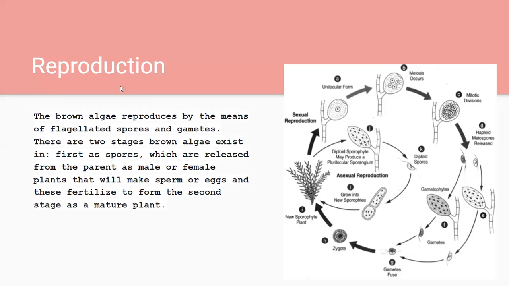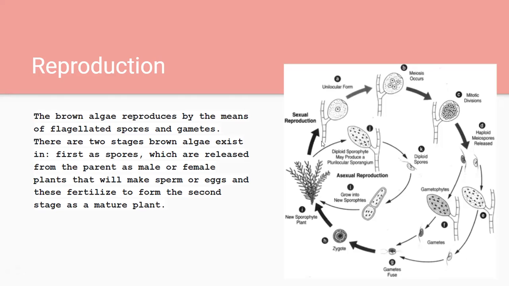Now, next is the reproduction of brown algae. As you can see, this is a pretty descriptive photo that I put right here. The brown algae reproduces by means of flagellated spores and gametes. There are two stages brown algae exist in. First, as spores, which are released from the parent as male or female plants that will make sperm or eggs, and these fertilize to form the second stage as a mature plant.